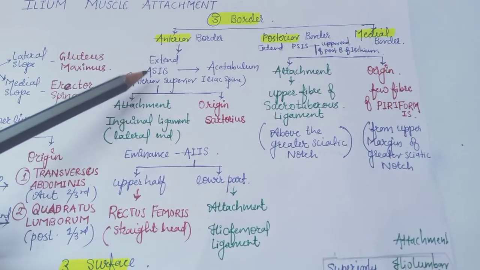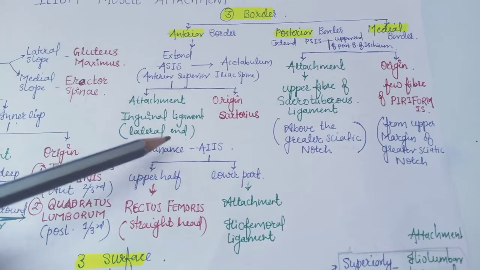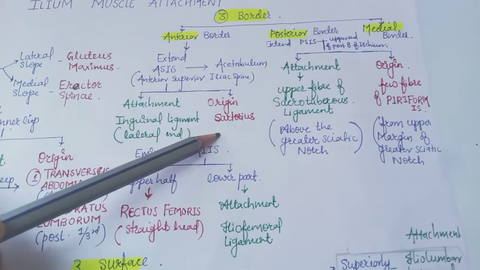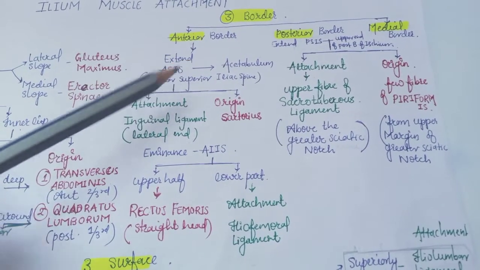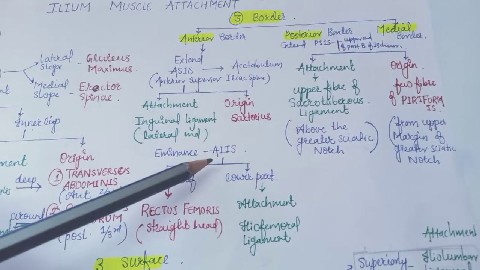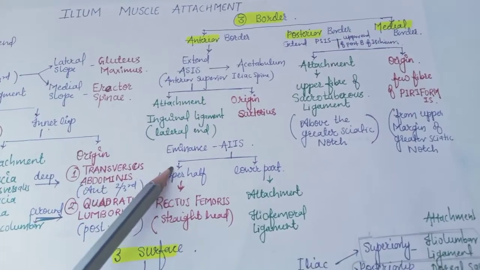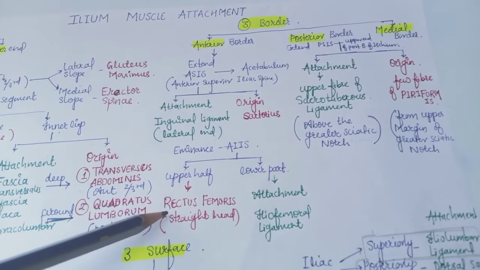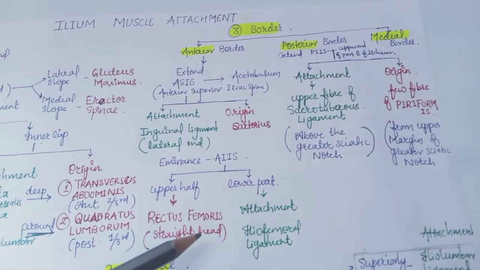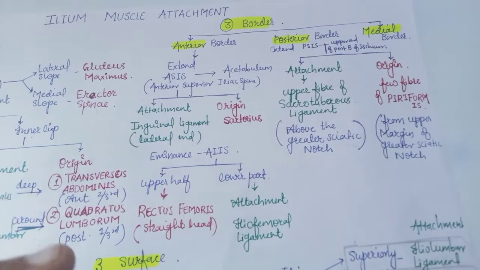The anterior border extends from the ASIS up to the acetabulum. It gives attachment to the lateral end of the inguinal ligament and origin to the sartorius. In the anterior border an eminence is present, known as the AIIS, the anterior inferior iliac spine. In its upper half it gives origin to the straight head of rectus femoris, and in the lower part it gives attachment to the iliofemoral ligament.